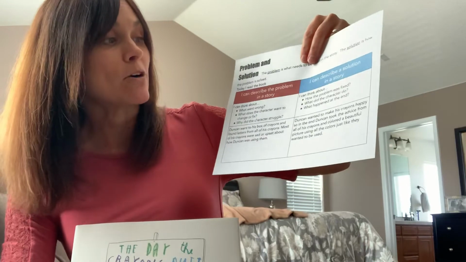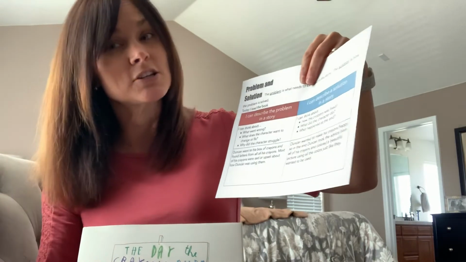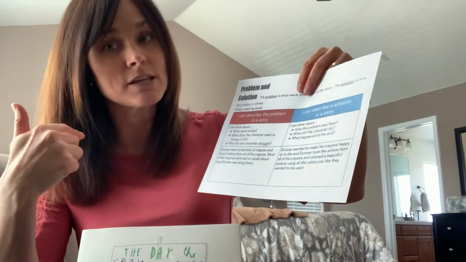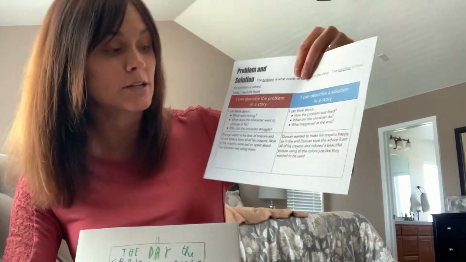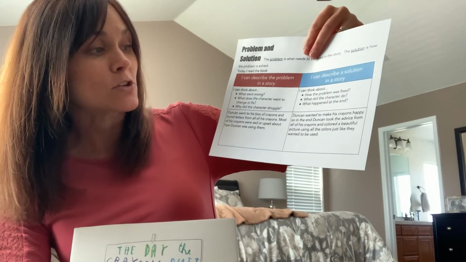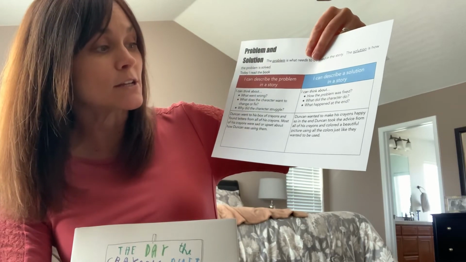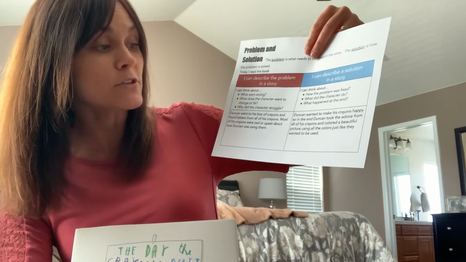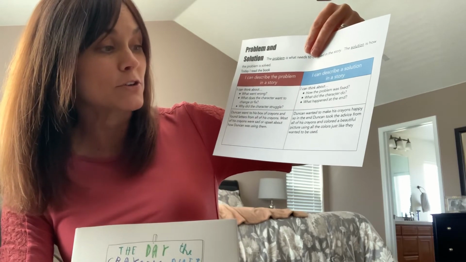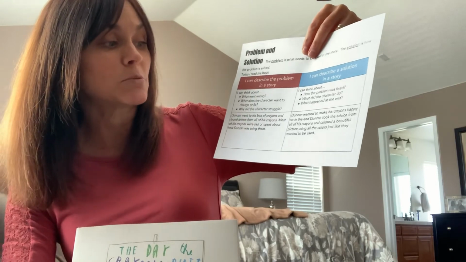Solution, I thought about, how was it fixed? What did Duncan do differently? How did he change? What happened at the end? Those are things I was thinking about when I came up with my solution. My solution is right here. Duncan wanted to make his crayons happy. So in the end, Duncan took the advice from all of his crayons and colored a beautiful picture using all the colors just the way they wanted to be used.